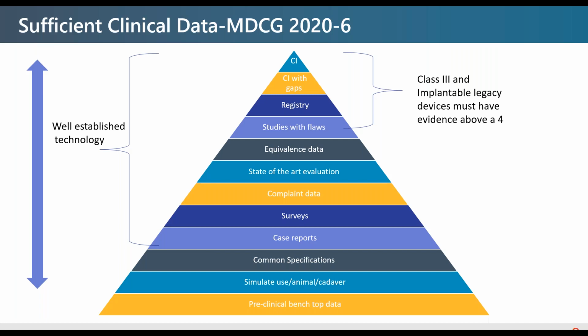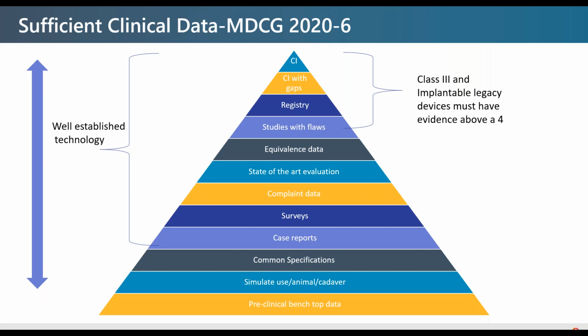So then for the well-established technology, let's kind of think of that as our class 1, 2A, 2Bs that aren't implantable. From there, we can use additional sources, and we get down to that equivalence data that we were discussing, the state-of-the-art area. That's where our PMS data is. That's where our PMCF data could be, such as surveys, and then case reports. And then way at the bottom, still data, is those common specifications, simulated use, animal cadaver, and then those preclinical and benchtop data.